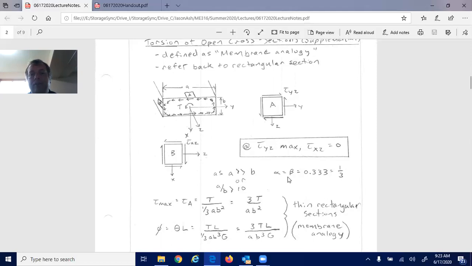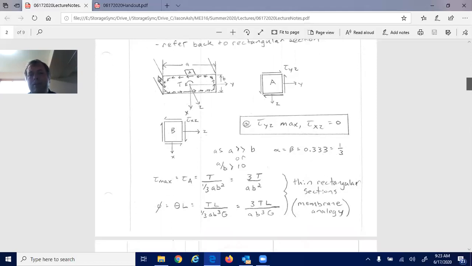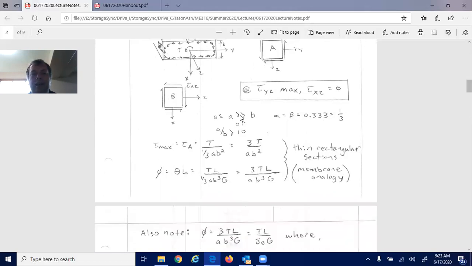And so alpha and beta is equal to 1/3. And we can put that back into our expressions for alpha and beta in our tau max formula and see that tau max is going to be 3T over AB squared. And the angle of twist is theta times L, which will give us 3TL over AB cubed G. And so that's true for thin rectangular sections, which is the membrane analogy.